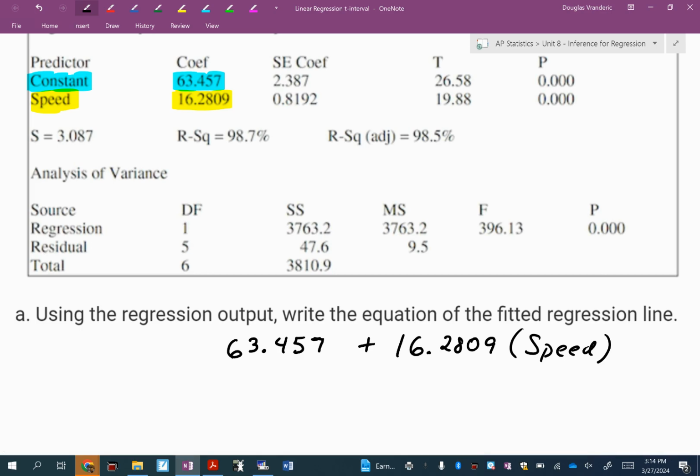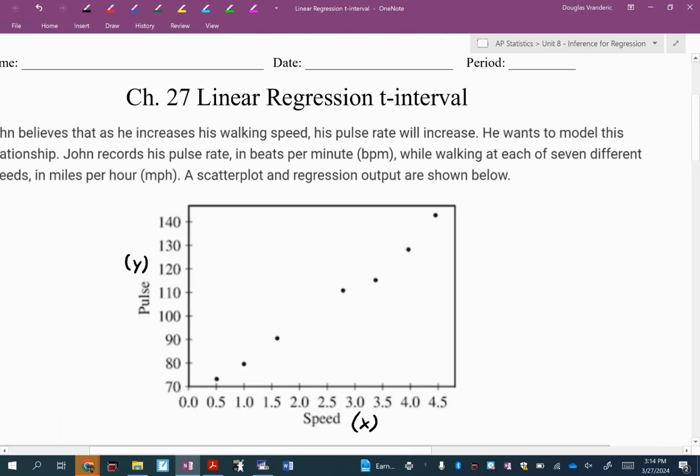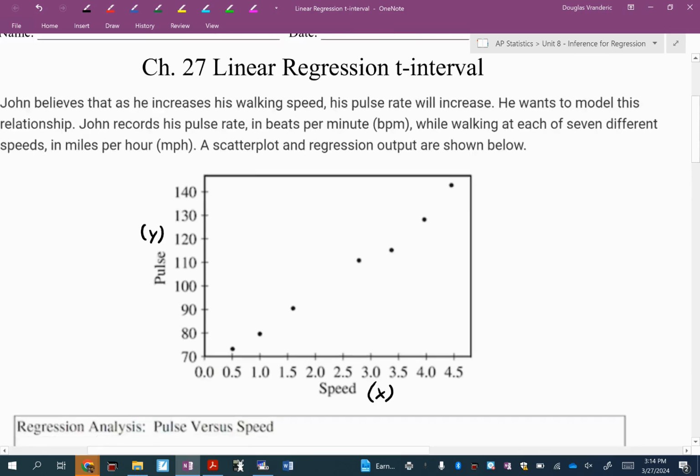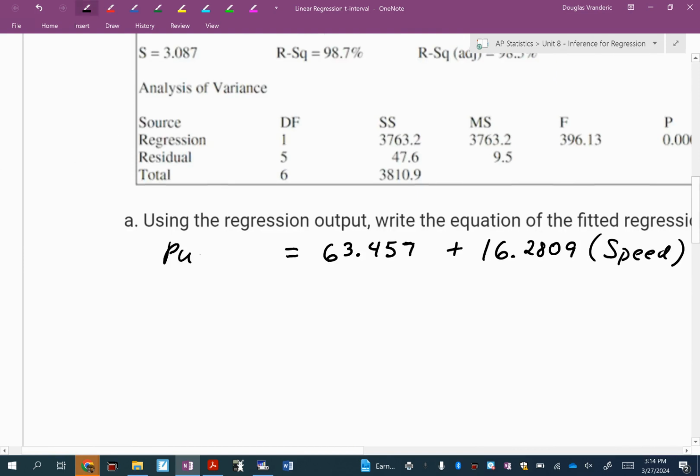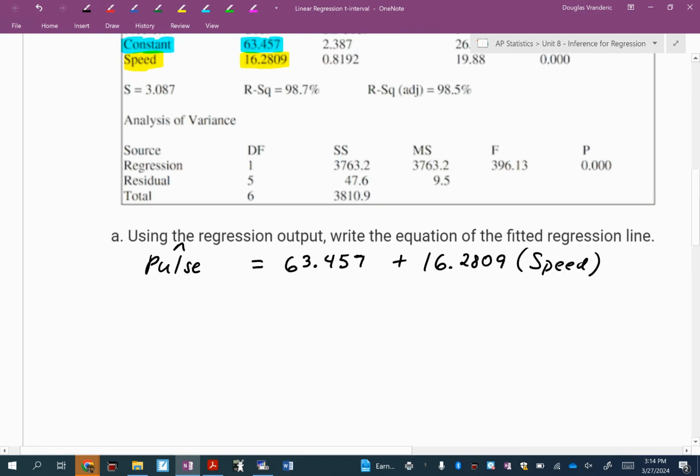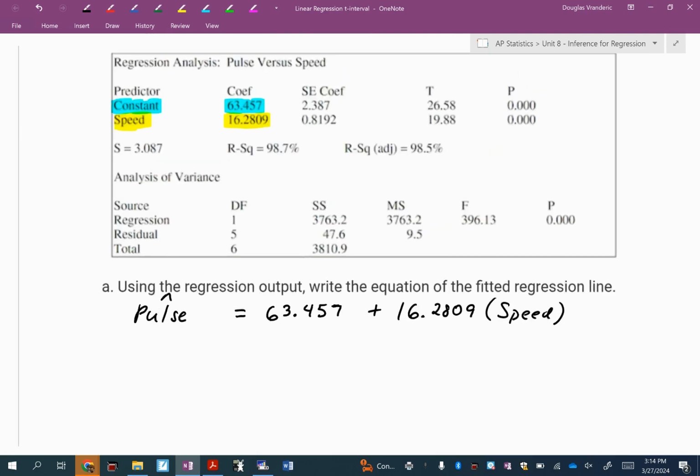Just put speed there. The very last thing to do is to say what this is equal to. And it's always equal to the y variable. But don't forget, I am going to write pulse like Georgie said, but what has to be on top of the pulse? A hat. This means it's predicted. If I were to say, I wonder what John's heart rate is if his speed is 3 miles per hour, he's walking at that pace, I could plug in 3 miles per hour, and it would give me a predicted pulse for his heart. So that's why I put the hat. It's predicted. Are there any questions about this?